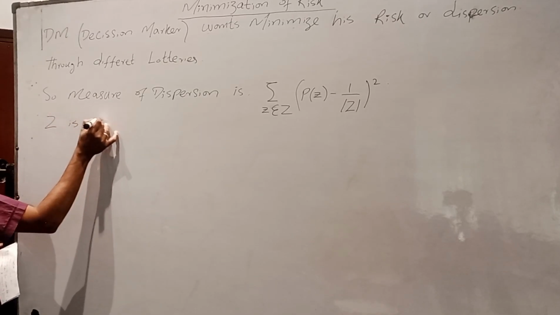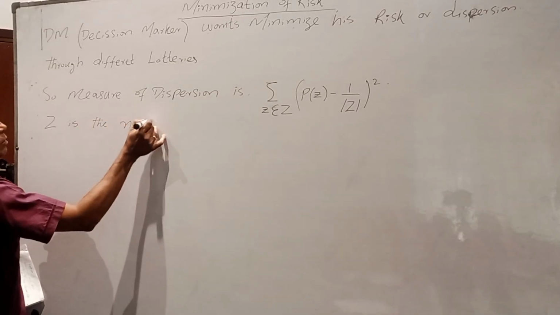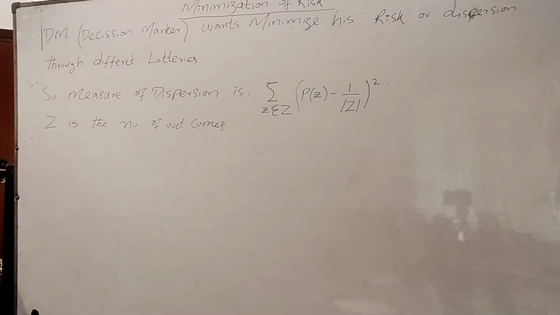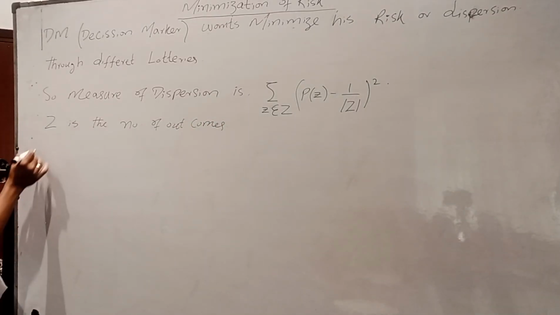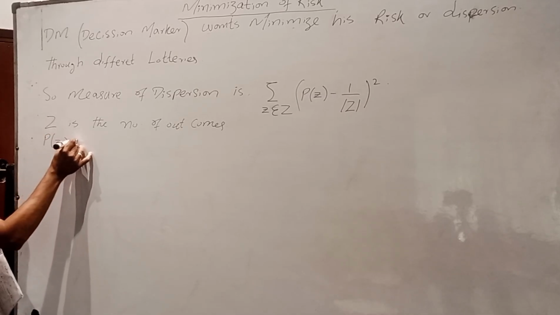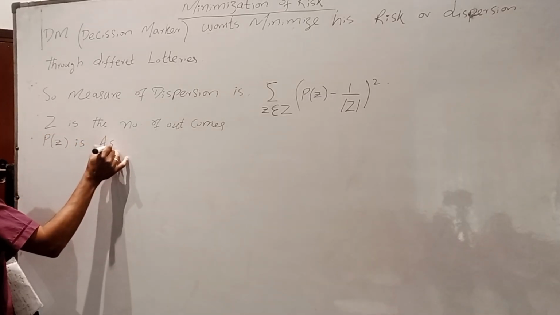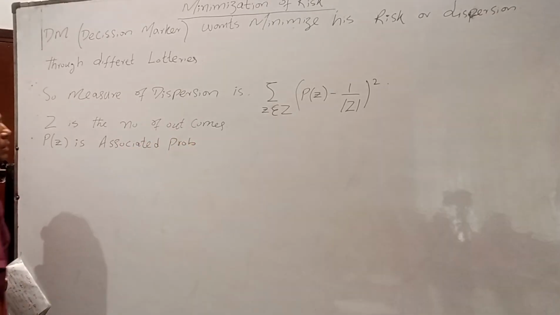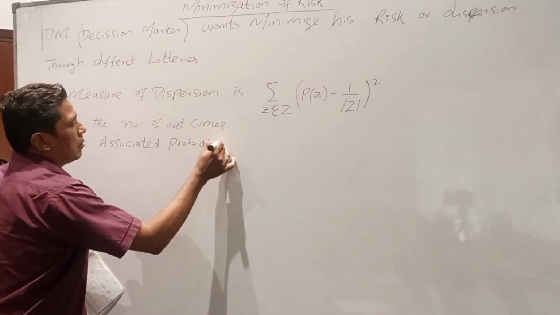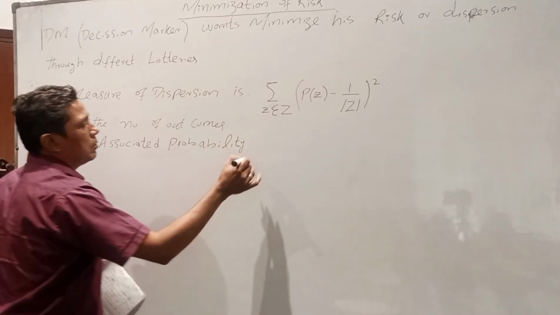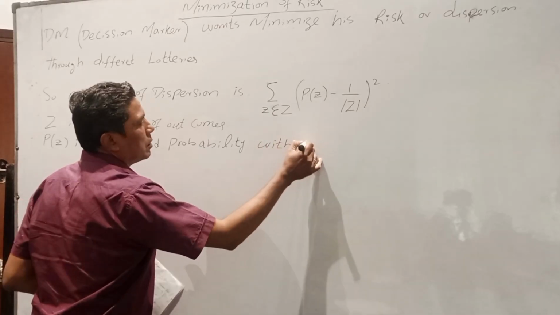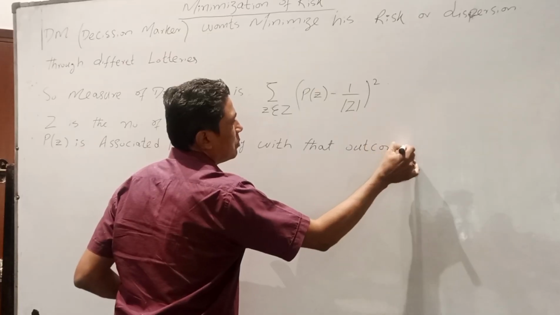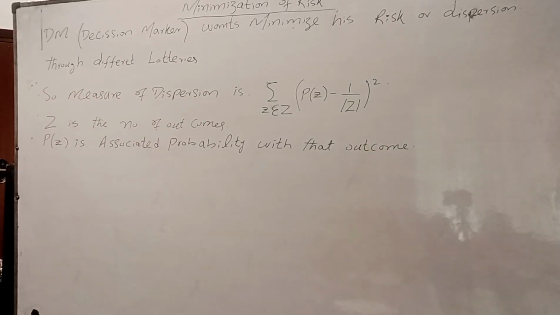Z is the number of outcomes, and PZ is the associated probability with that outcome. Okay.